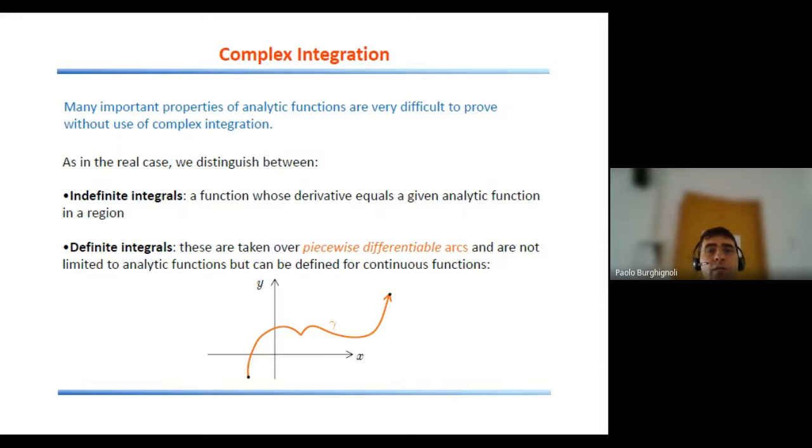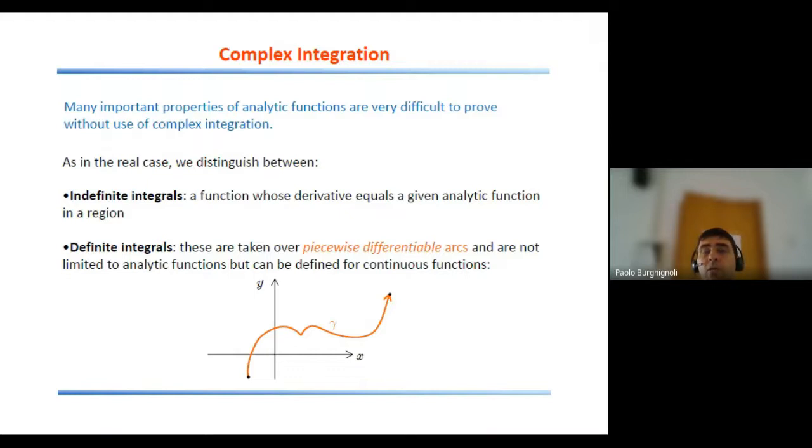As in the real case, actually, the name integral has two different meanings. They are related, of course. The first meaning is that of an indefinite integral, which means a function whose derivative equals a given function in a region. If we are talking about analytic functions, then we are thinking of the antiderivative of the analytic function. Whereas definite integrals are numbers, and the integration process for obtaining this number for a given function implies that you have defined an integration domain.